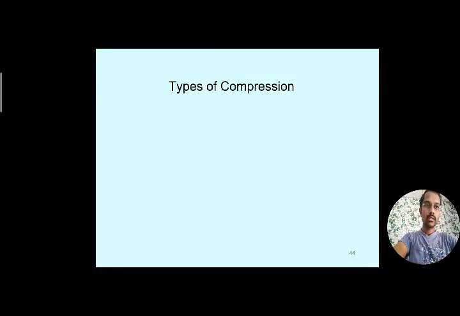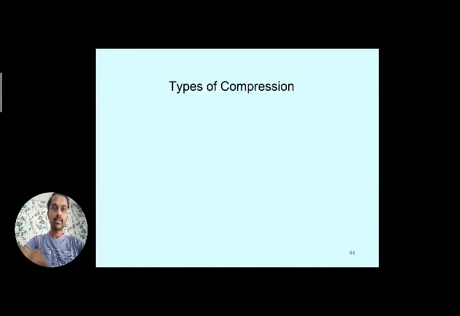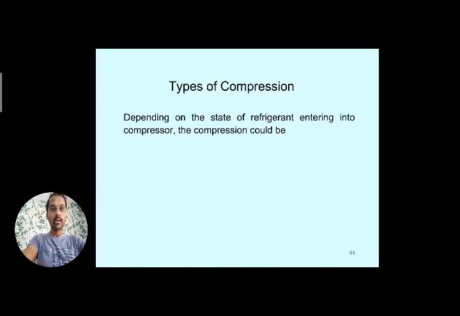Continuation of this session, we will see the types of compressions also. It means how, depending on the state of the refrigerant entering into the compressor, what we have seen in the three different regions. For example, if the refrigerant is entering in a dry saturated vapor form, or a wet vapor form, or a superheated form. So all of these can be seen in this session, depending on the state of the refrigerant.